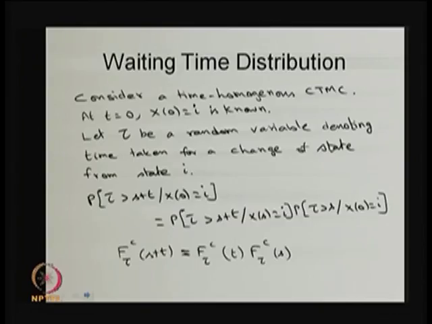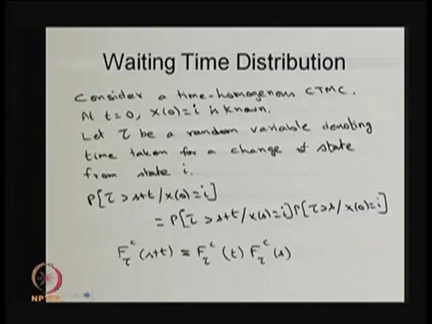So, the result we got is that the complement CDF of the unknown random variable tau at the time point s plus t is the same as the product of the complement CDFs at the time points s and t. This is valid for all s and t greater than 0.